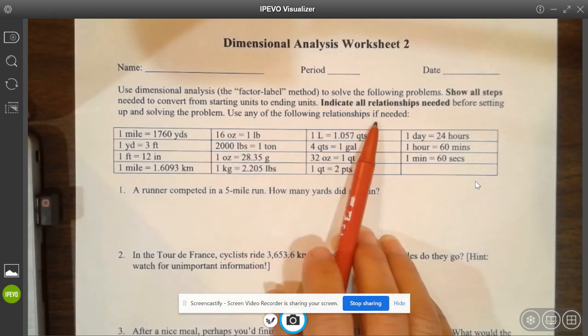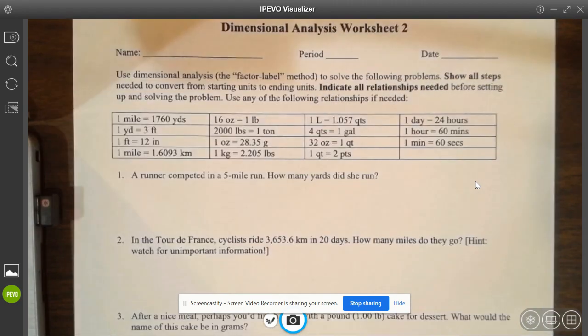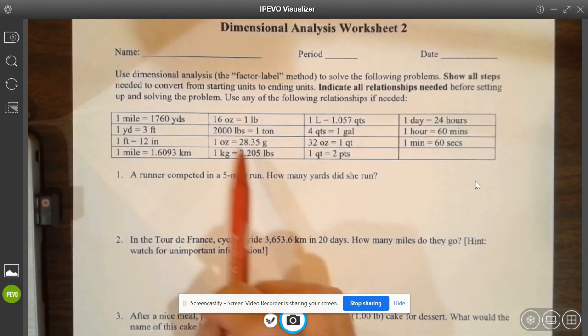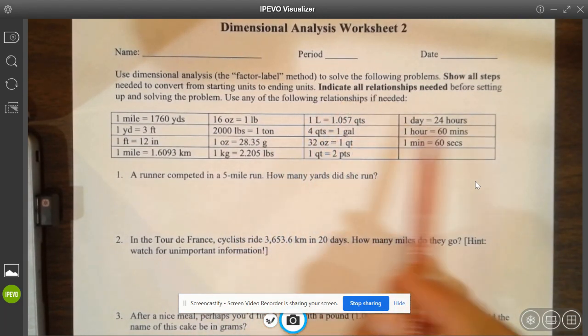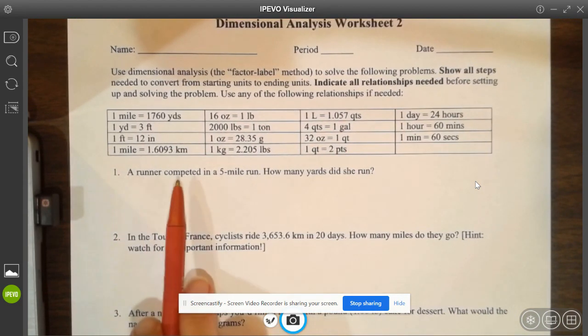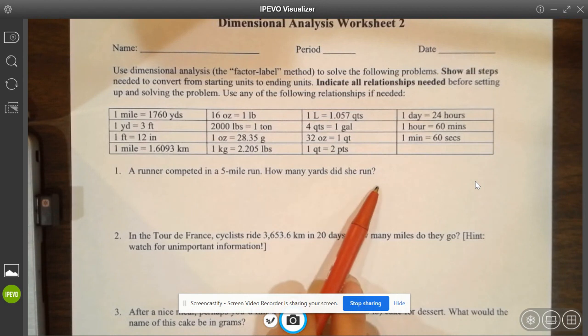Use any of the following relationships if needed. So these are the facts that we might be using. Notice that this is distance, this is weight, this is more weight but like liquid, and this is time. All right, so a runner competed in a 5 mile run. How many yards did she run?